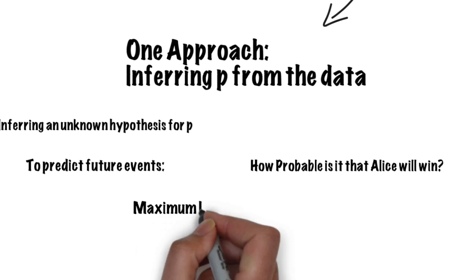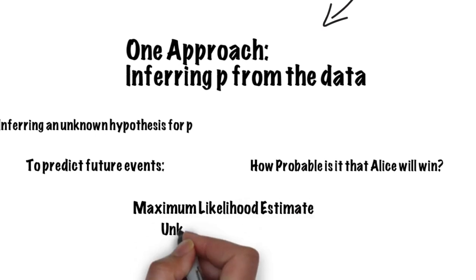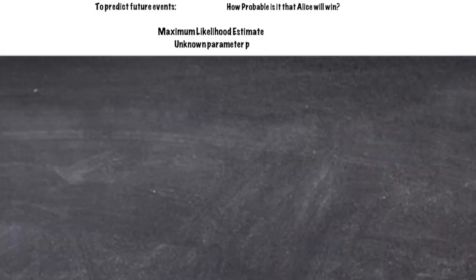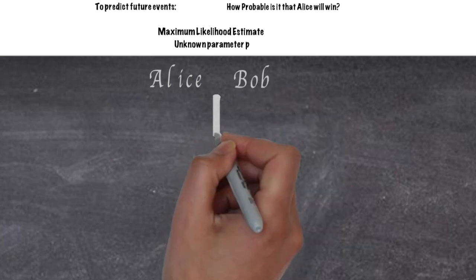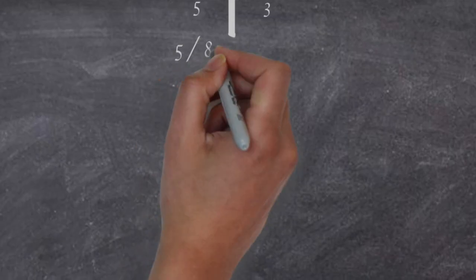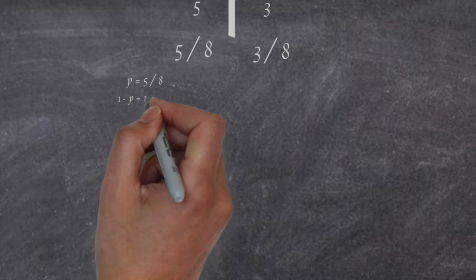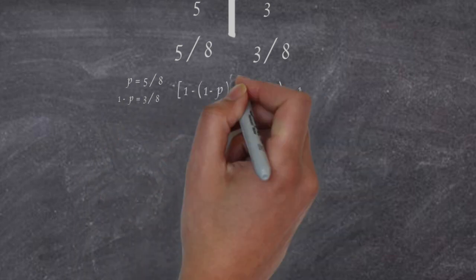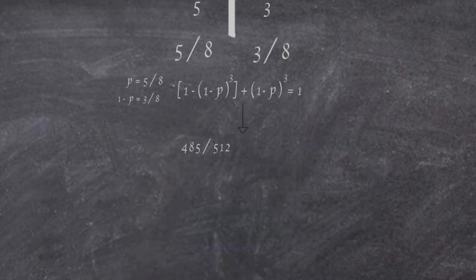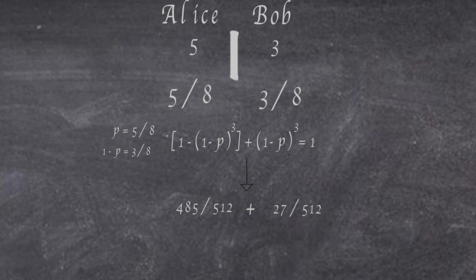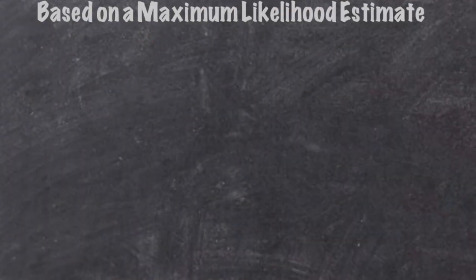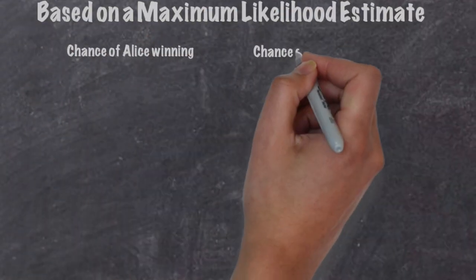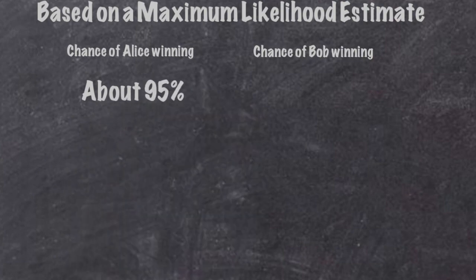One approach would be to use the maximum likelihood estimate of the unknown parameter P. This is the frequency at which Alice has won so far, 5 to 8. From this, we estimate that Bob's probability of winning is (3/8) cubed, which is equal to 27 divided by 512, and Alice's probability of winning is 485 divided by 512. Fair odds would be about 18 to 1, but as we'll see, this is way off.